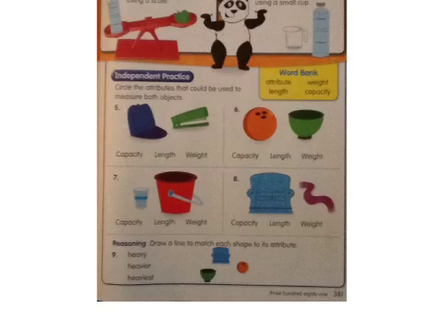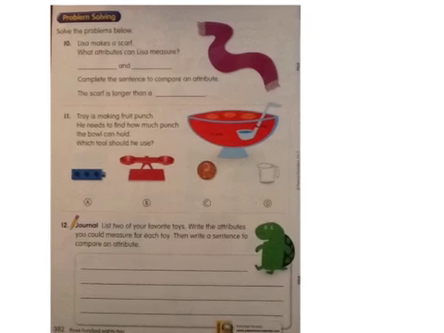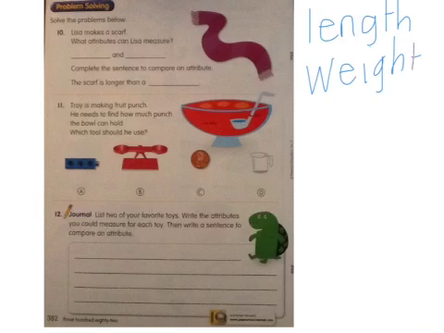Okay? All right, let's take a look at the back. On the back, problem solving. Solve the problems below. Lisa makes a scarf. What attribute can Lisa measure? So you'd have to look back on page 380 and 381 at the attributes, and remember they were length, weight, or capacity.